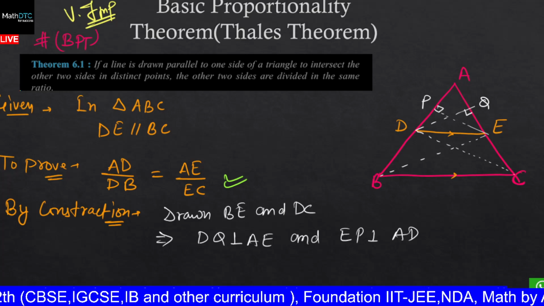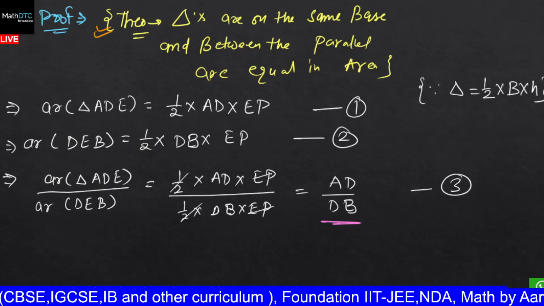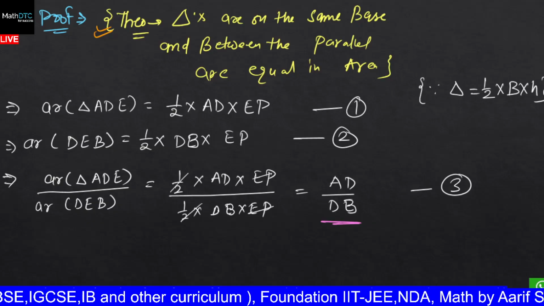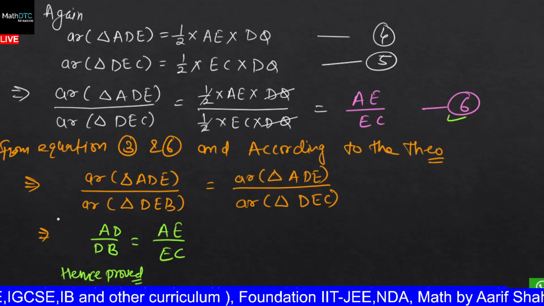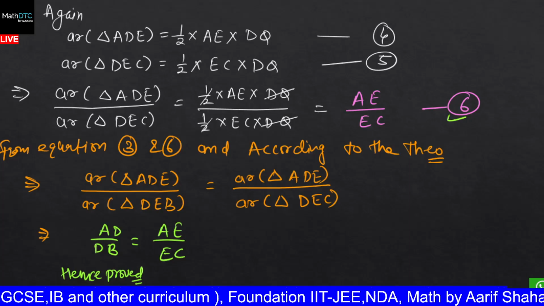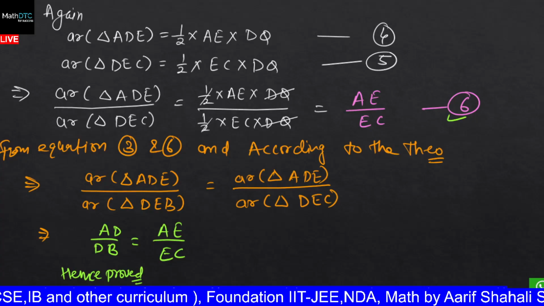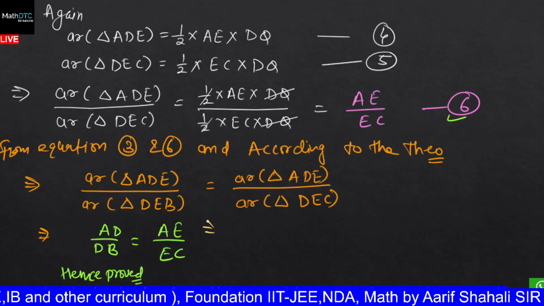The theorem we already discussed: triangles on the same base and between the same parallels are equal in area, right? So from here we can calculate. Now one more thing, sometimes the examiner asks a changed question, testing critical thinking.